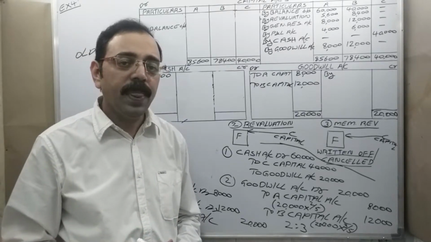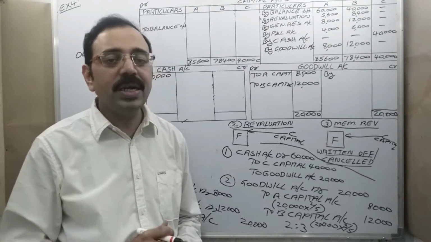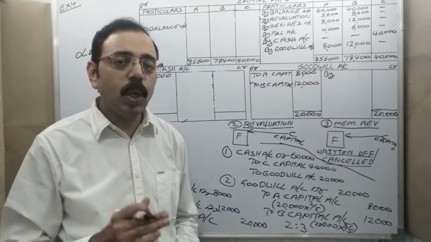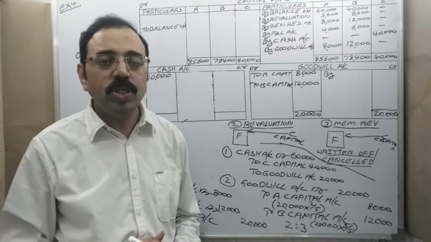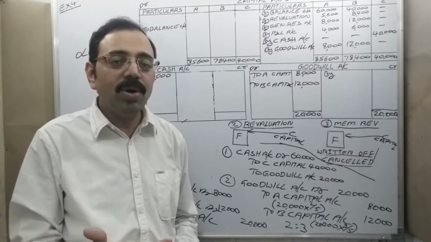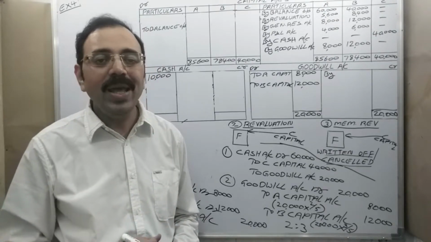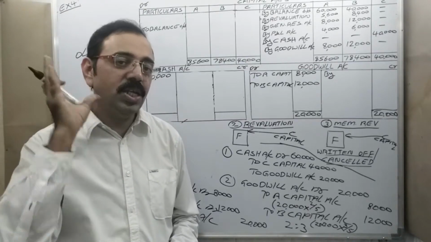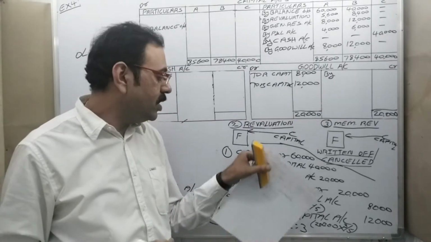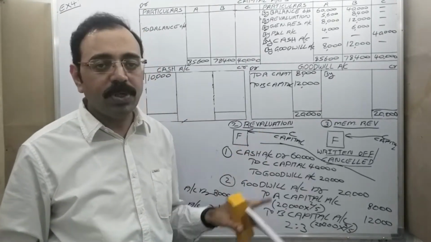Actually speaking, according to 2013 ICAI rules, according to Accounting Standard 10, we should not show created goodwill in the books. Only acquired goodwill we should show. So, when AS 10 is not followed, then partners adopt this method.